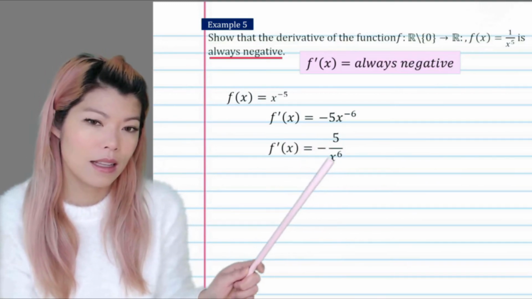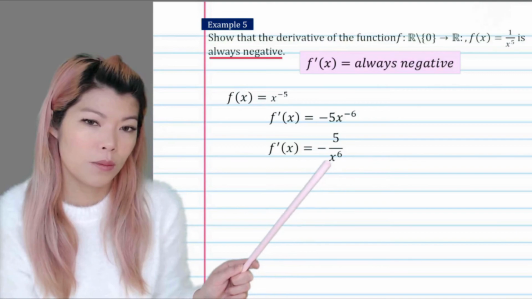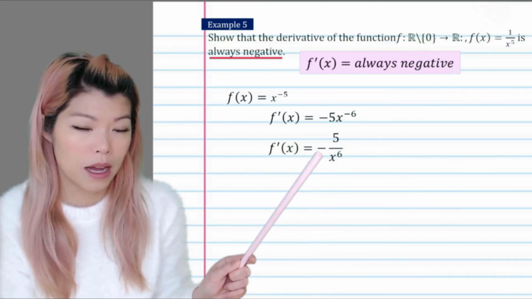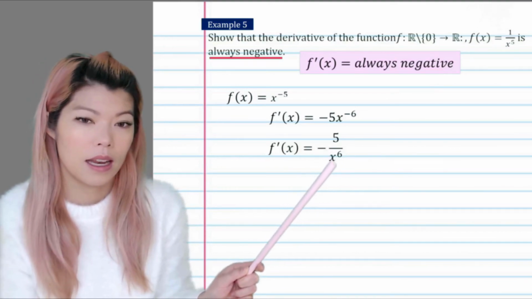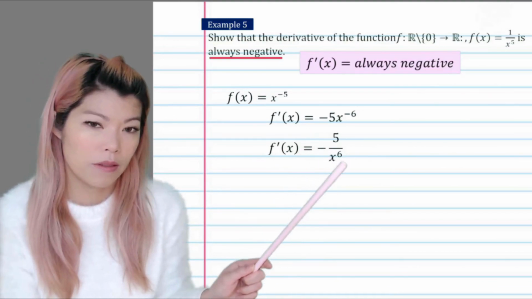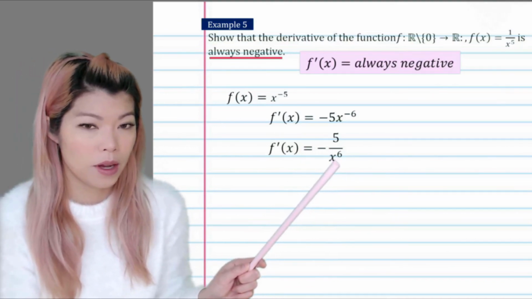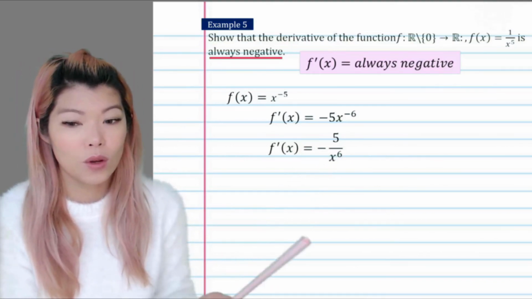Now we can see that it doesn't matter what x is. If x is positive, positive to the power of 6 is positive, and then the minus in front will make it minus. And if x is negative, negative to the power of 6 will always be positive as well. So the minus in front of a positive is also minus. But how do we write that?